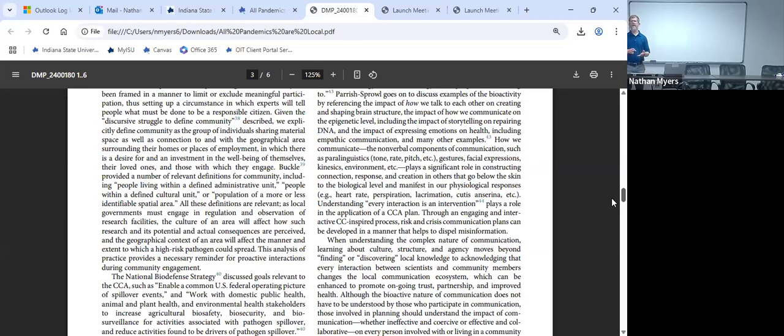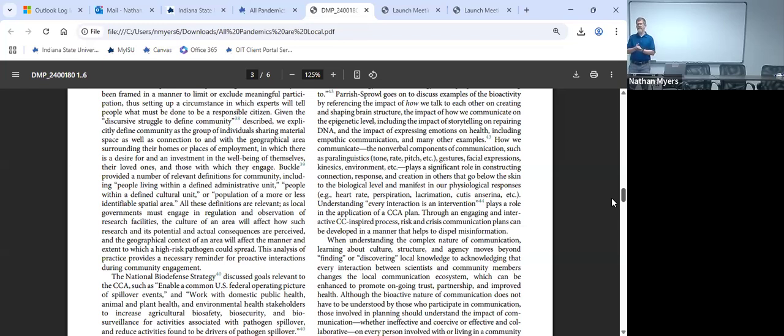So it talks about how when we talk about the culture-centered approach, acknowledging that every interaction between scientists and community members changes the local communication ecosystem, which can be enhanced to promote ongoing trust, partnership, and improved health. So again, that idea that every communication, every interaction has an effect on the larger communication environment.